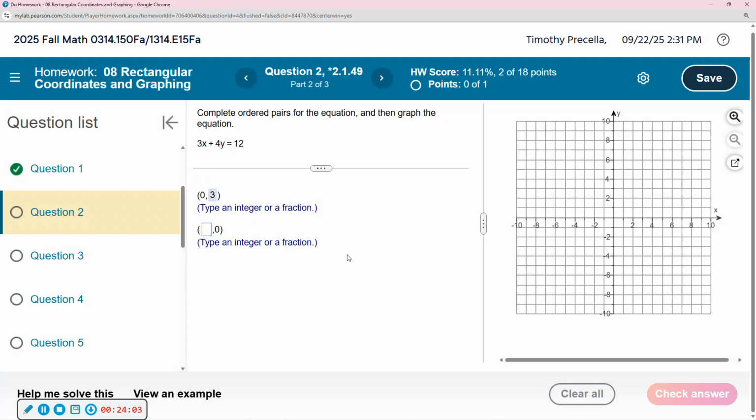Okay. Now, what is this one telling us to do? So we're going to now plug a 0 in for y and find the x. So once again, we're finding the intercepts. If I plug a 0 in for y, the 4 times y is gone, and we would just have 3x equals 12. When I divide both sides by 3, what are we getting as the answer here?